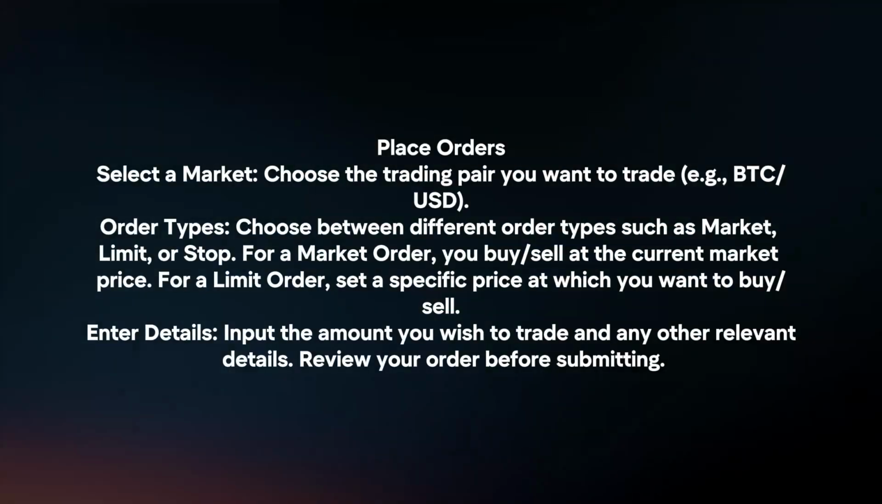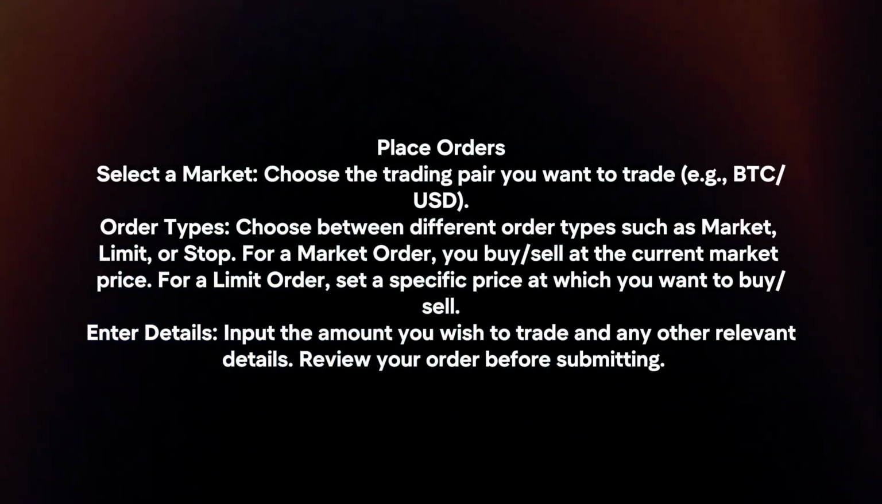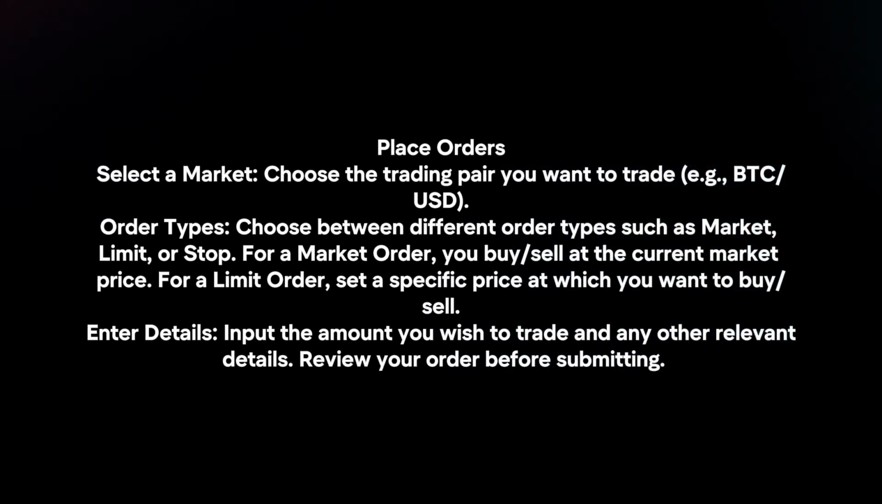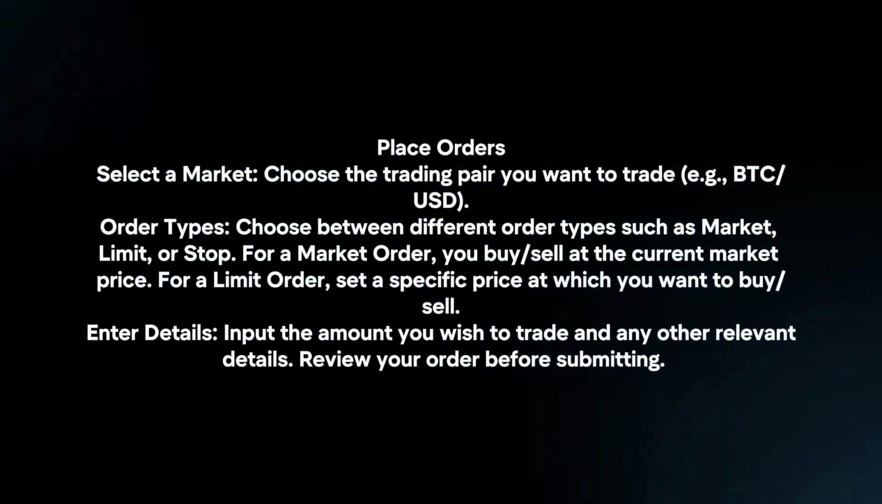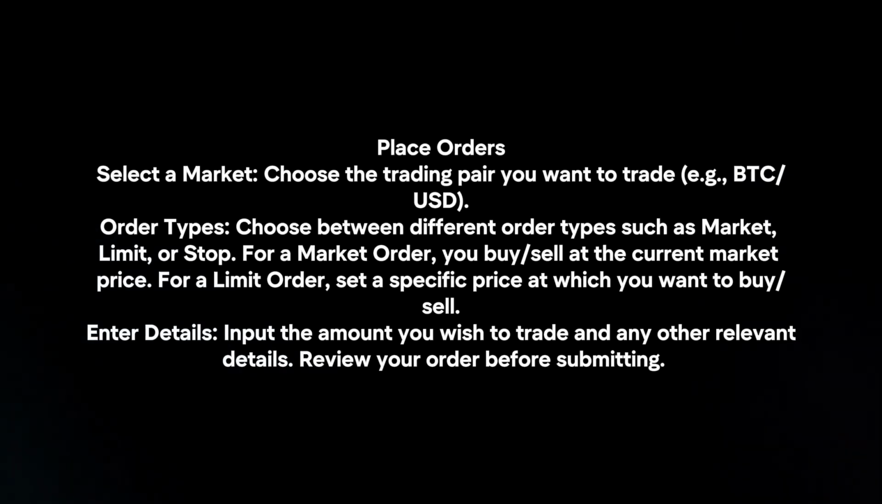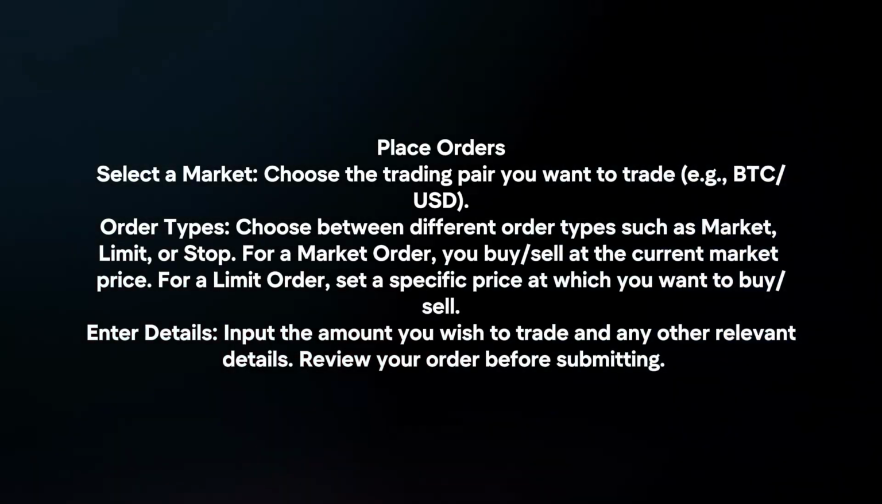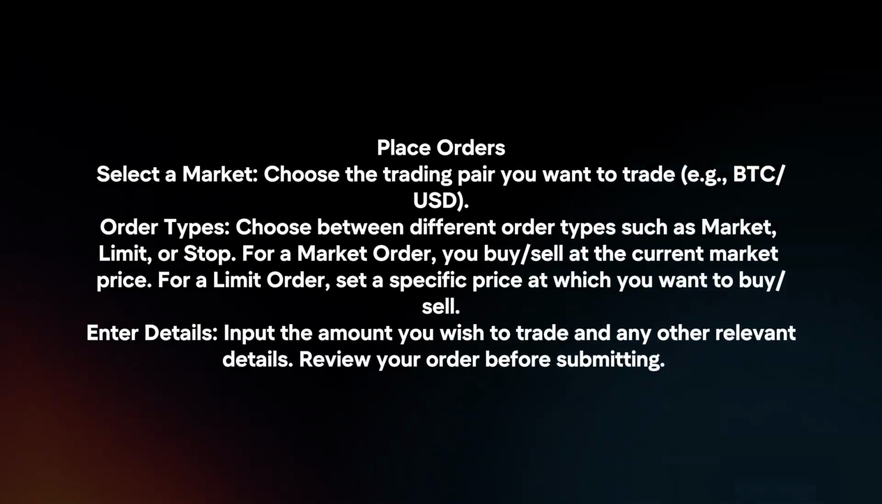Place orders. Select a market. Choose a trading pair you want to trade. Order types. Choose between different order types such as market, limit or stop. For a market order, you buy or sell at the current market price. For a limit order, set a specific price at which you want to buy or sell.